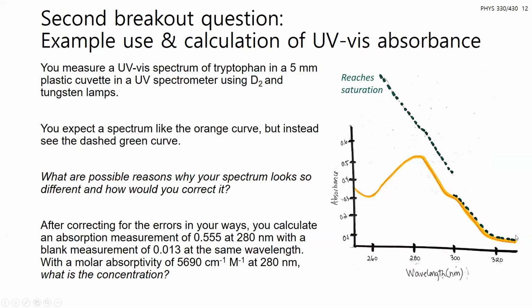You take your measurement and you get this dashed curve here, where you see this jump, you see this increase as you go into the UV. Do you guys have any ideas why your spectrum would look like this? Both the jump and that increase. You guys want to add in the chat if you want to think about it. Any ideas?